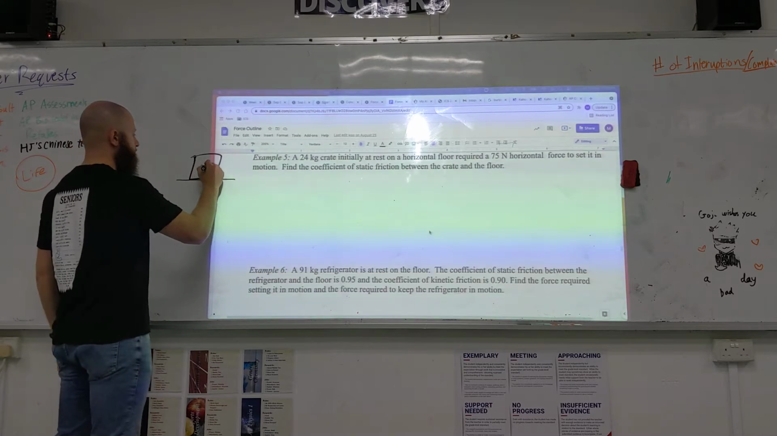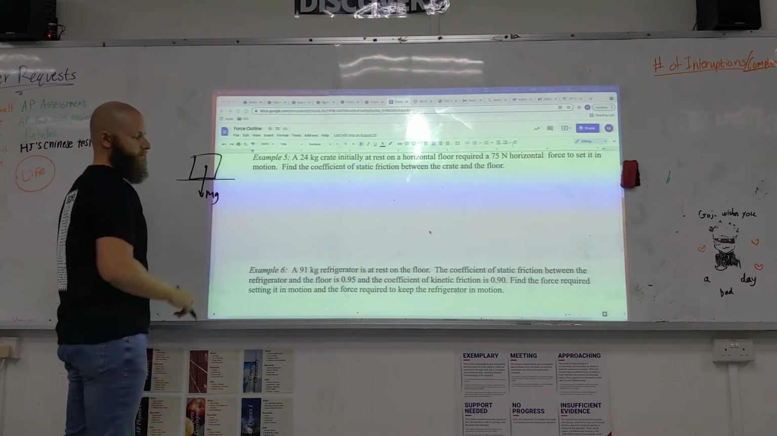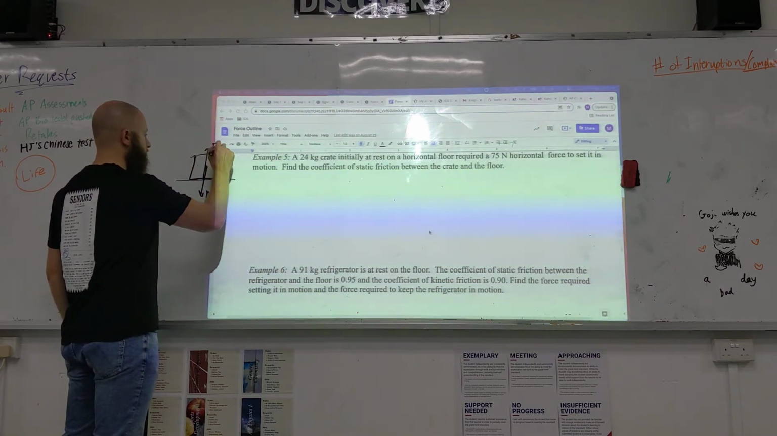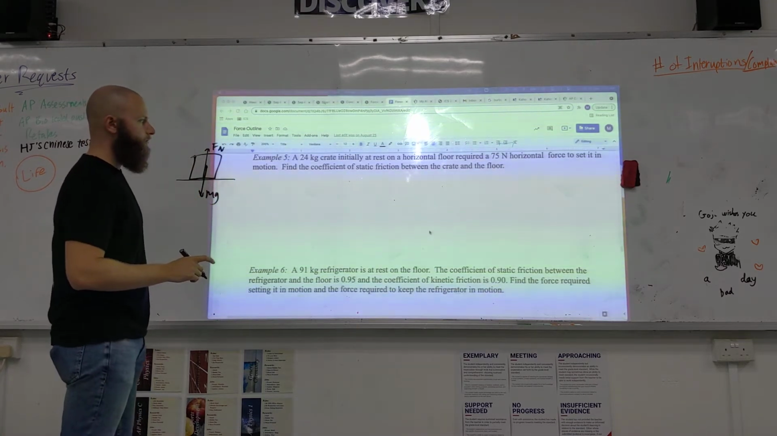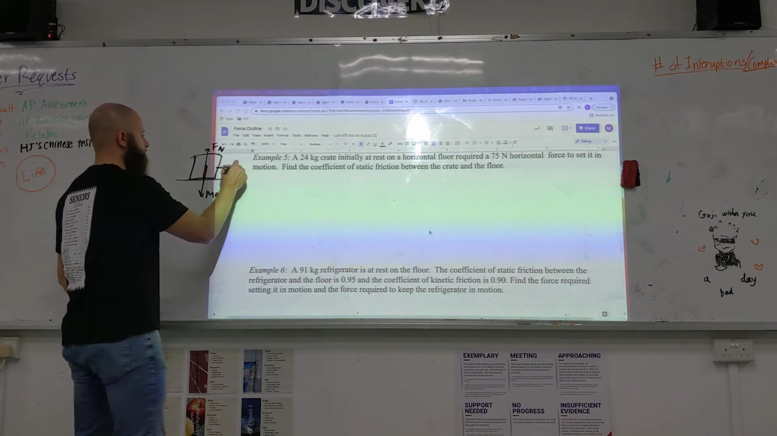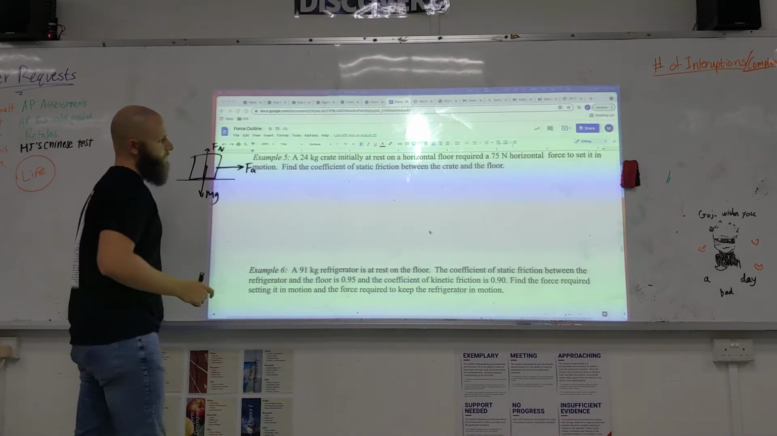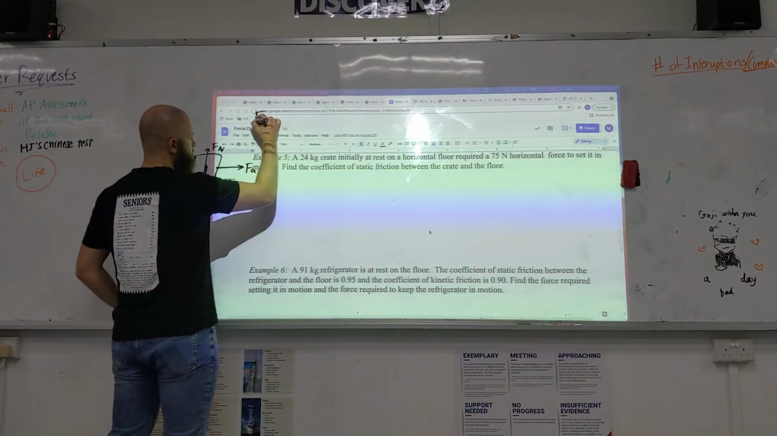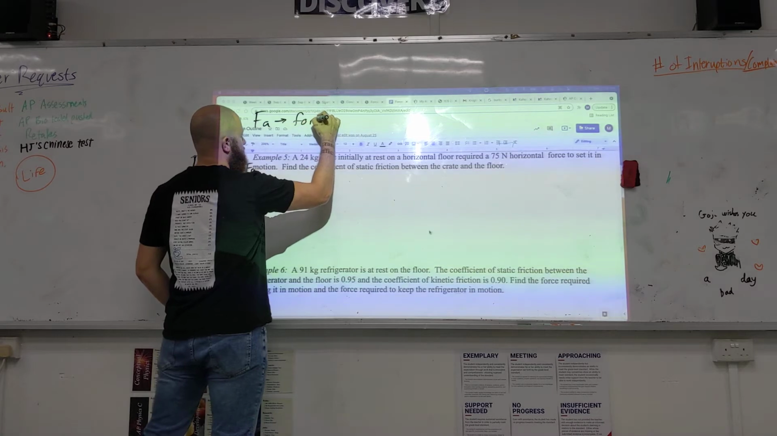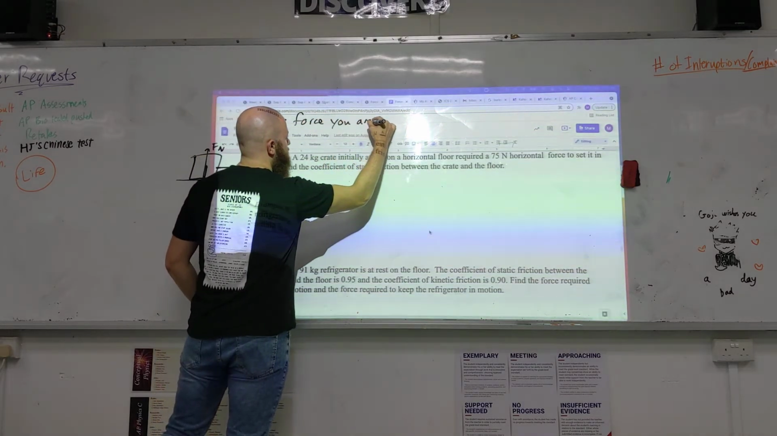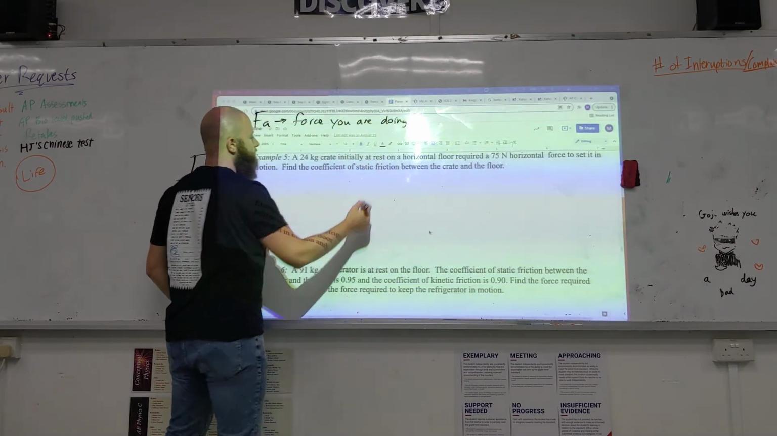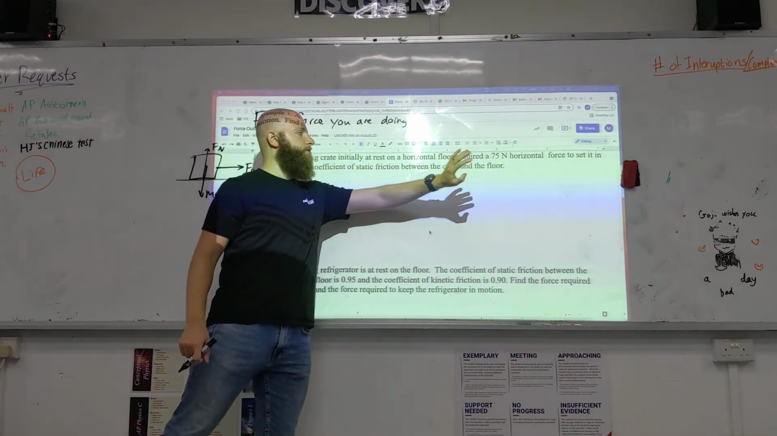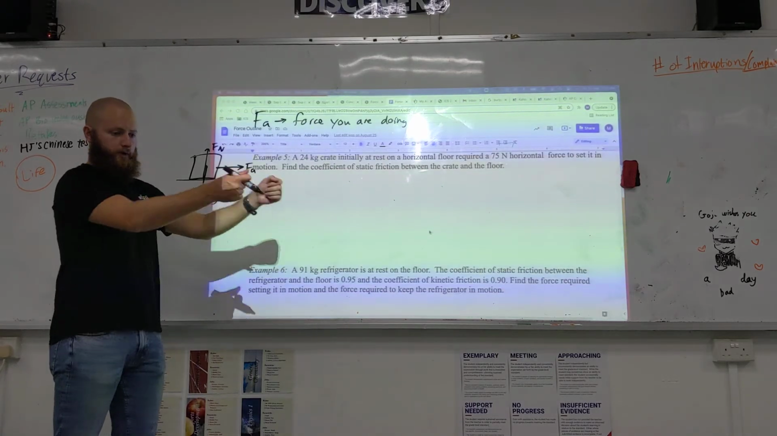One force we have is mg. Another force, remember we have to counterbalance this in some way, is our Fn. And then we also have an applied force. This is my 75 newtons. I think of it as an applied force, Fa, the force you are doing, or the force that you are pulling. The problem says it requires a 75 Newton horizontal force, so that's what you're doing, you're pulling on it.